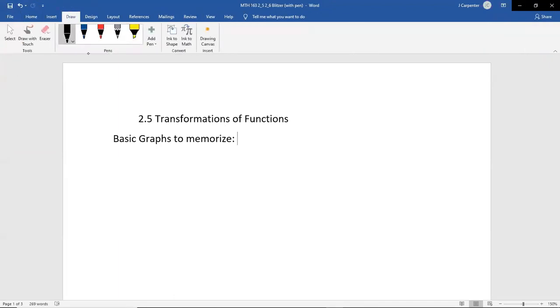All right, some basic graphs to memorize. Now, some people will say that you need to memorize the basic y equals x line. So this right here would be the line y equals x. And I'm putting a little star next to this one because I don't actually suggest that you memorize the line y equals x just off the cuff.